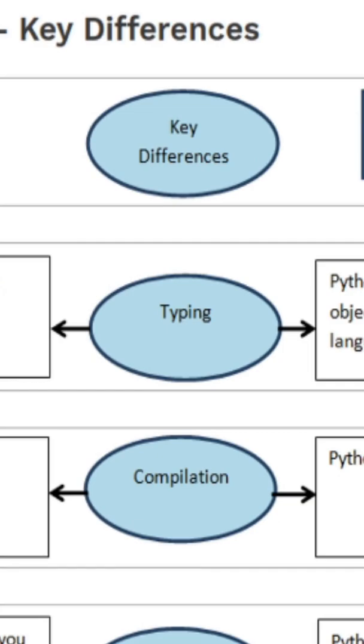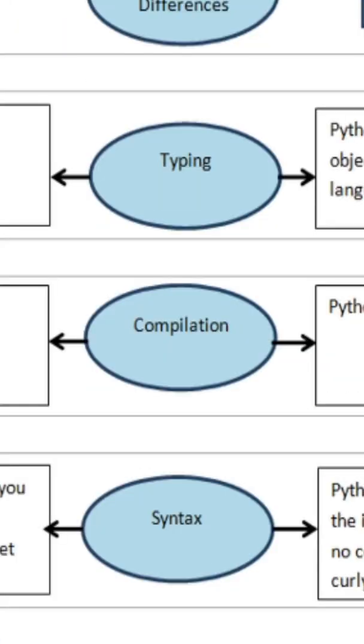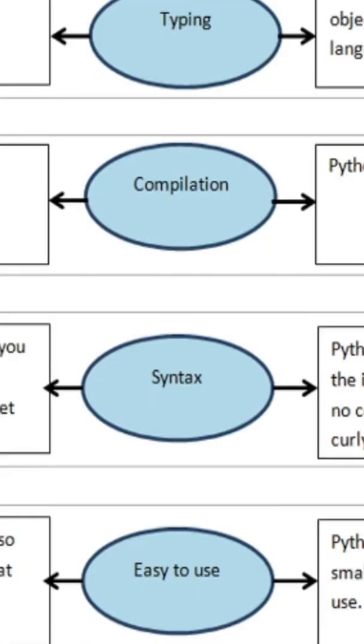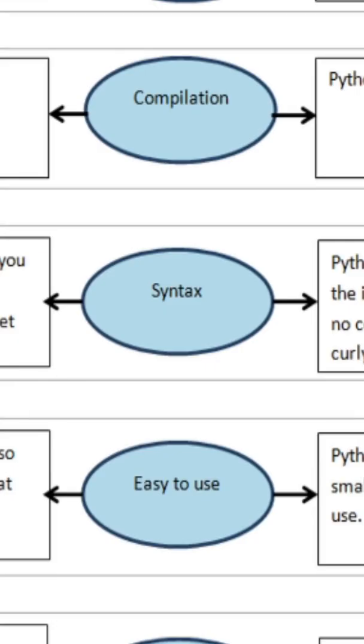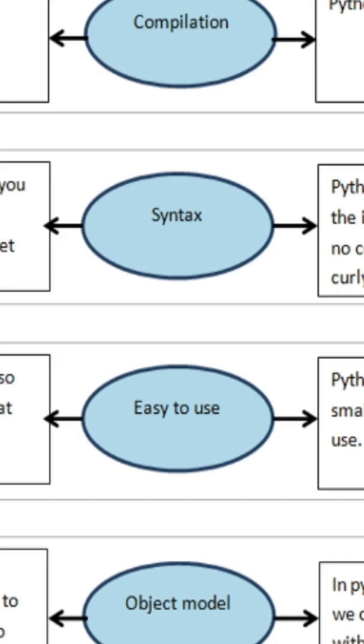Differences between Java and Python. Java is a statically typed, object-oriented, concurrent programming language. Python is a dynamically typed, object-oriented programming language. Java is a compiled language. Python is an interpreted language.